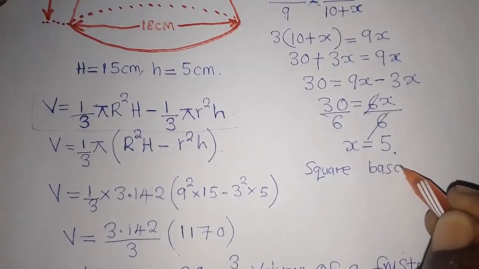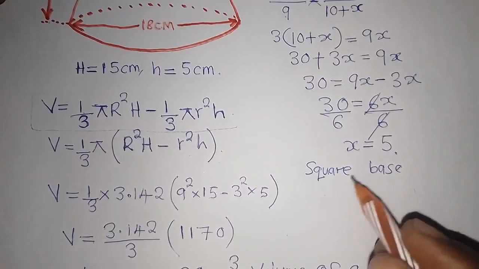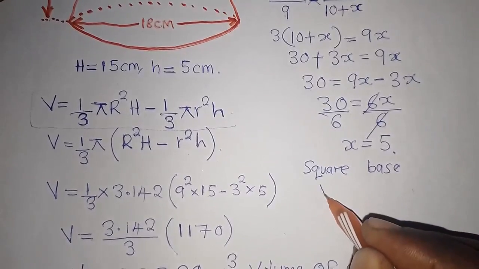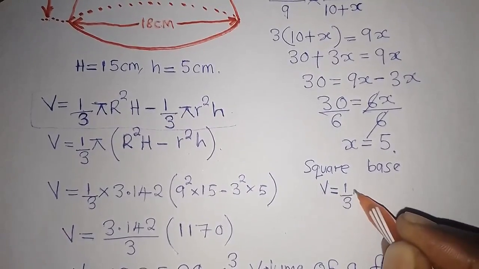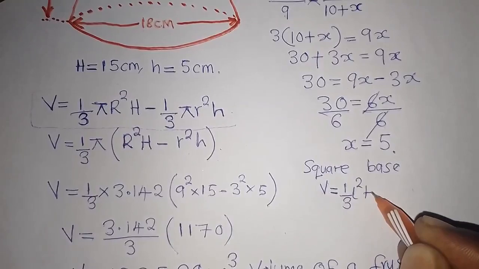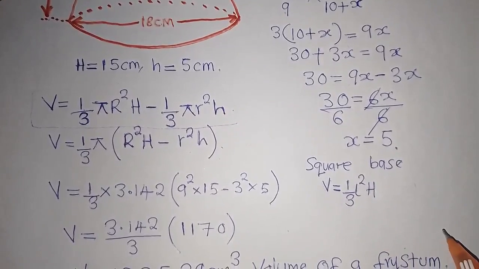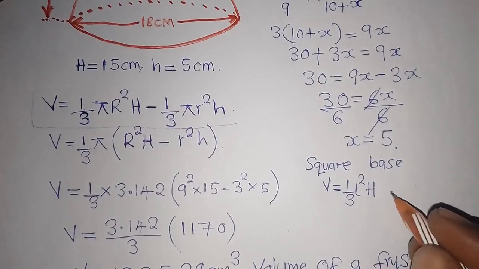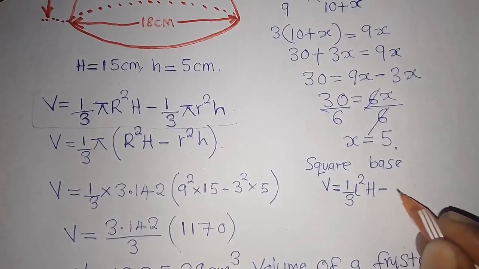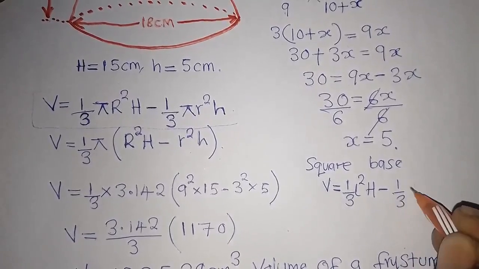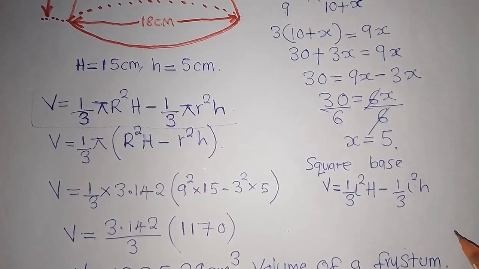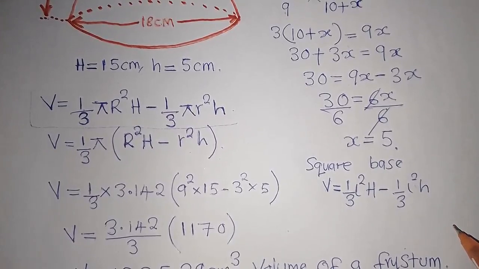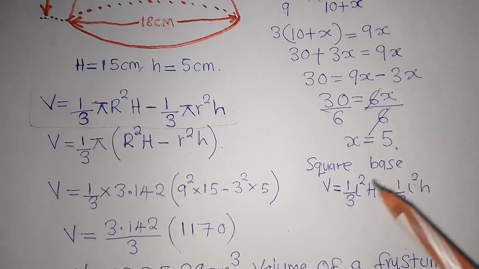Which formula are you supposed to use? So you know that for a square base, you say volume is equal to 1 over 3, then L squared times H. This is the formula you need to know. So when you write like this, then here you are going to say minus 1 over 3 small letter l squared times H. Have you seen? This is the formula you are going to use.